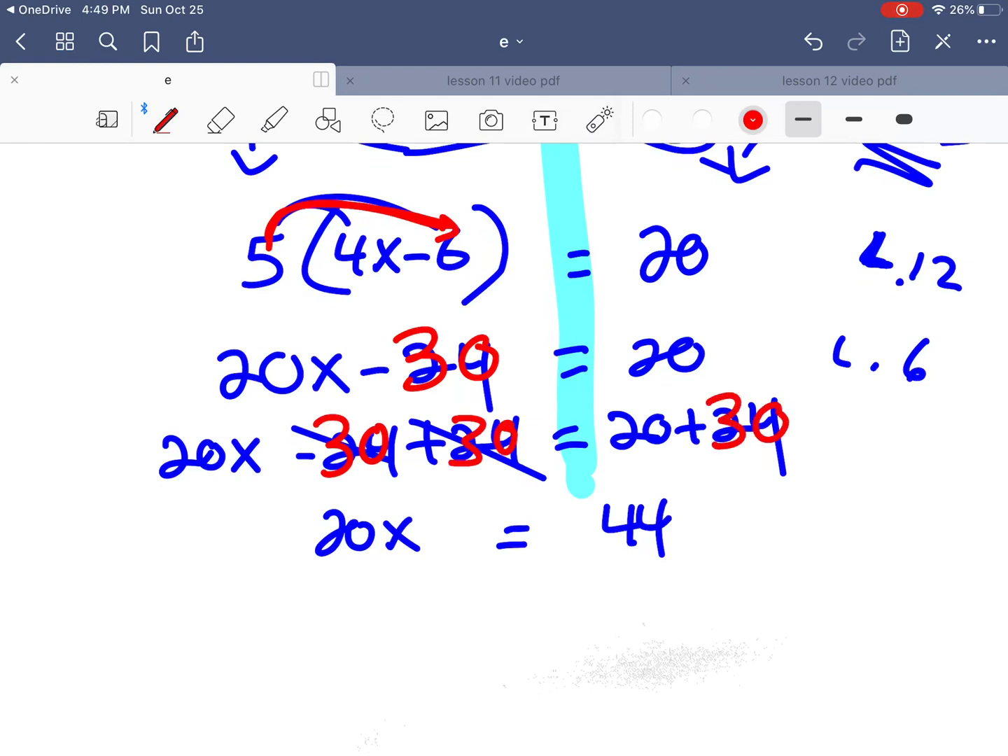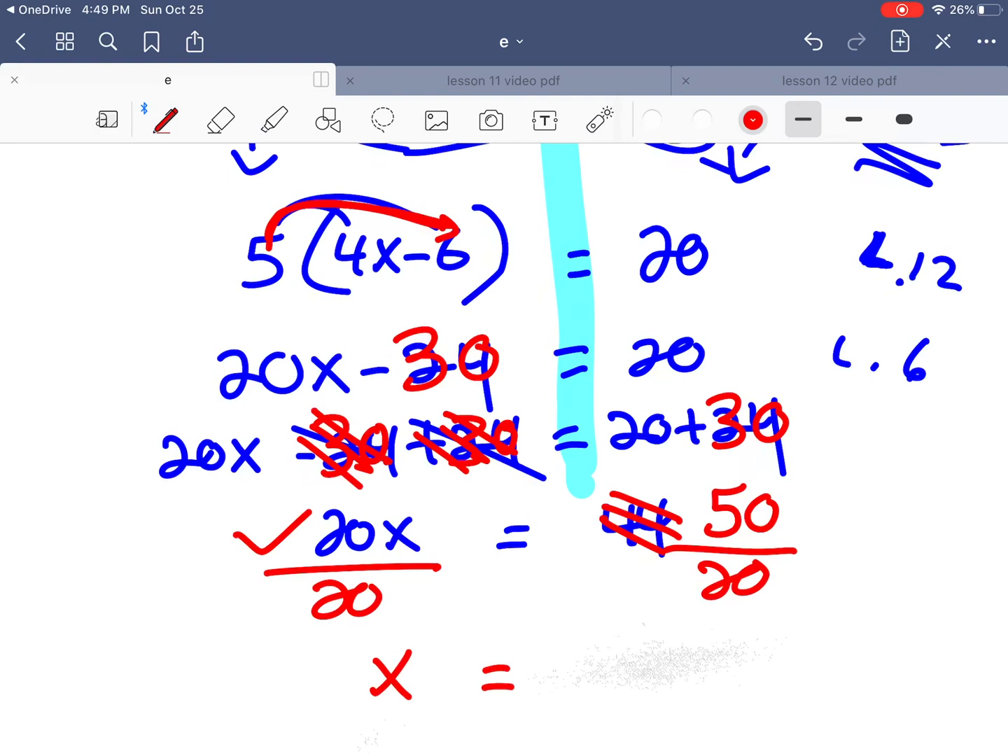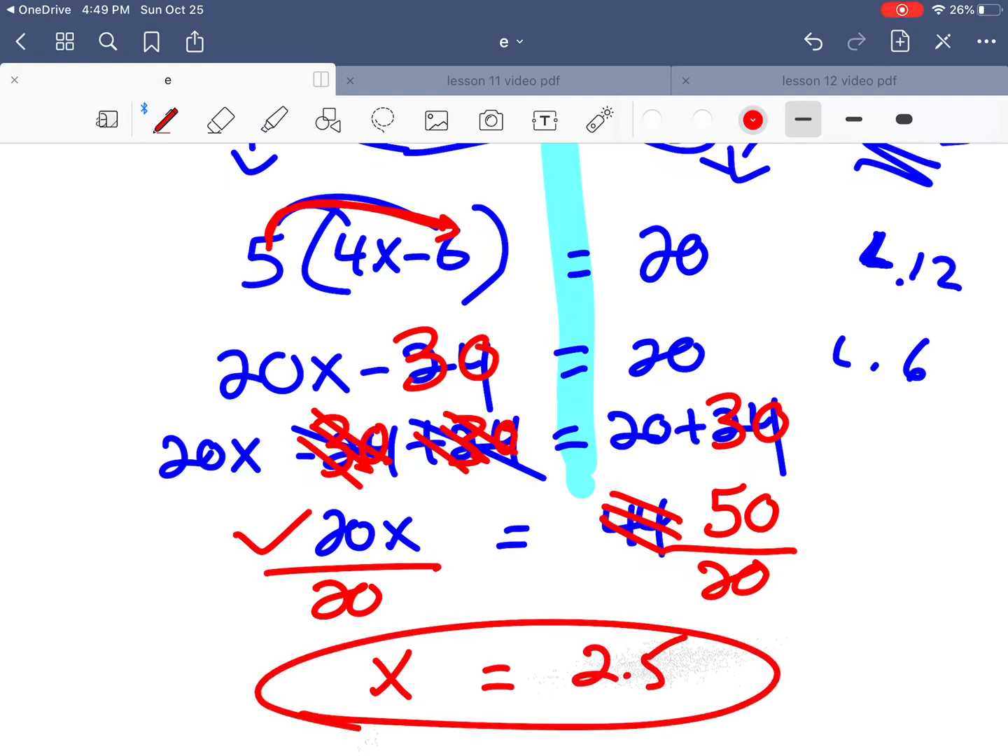This changes to a 30. So this doesn't change anything on this side. I still get a 20x on that side, but this side definitely changes this to a 50. Divide each side by 20. X is equal to 2.5 as a final answer.